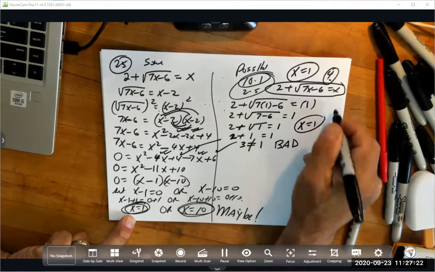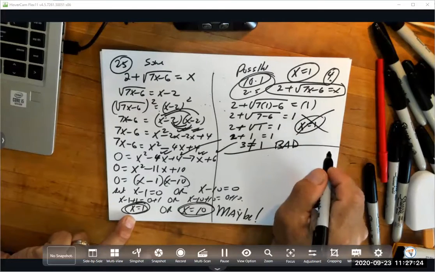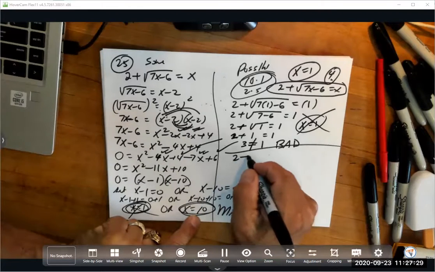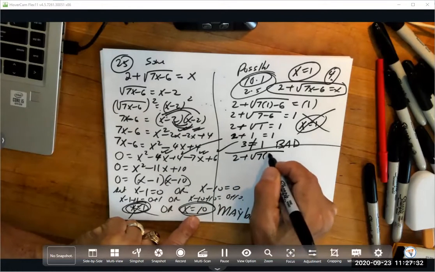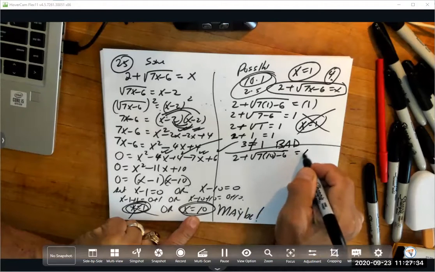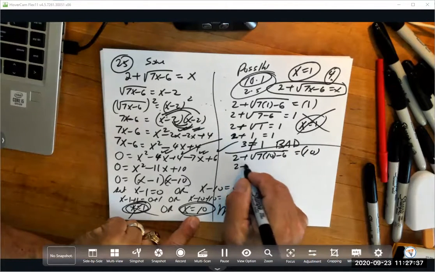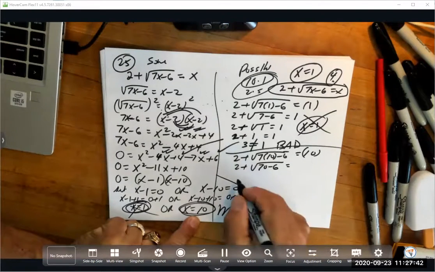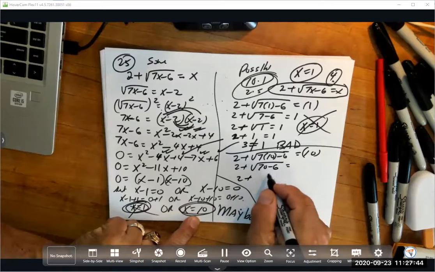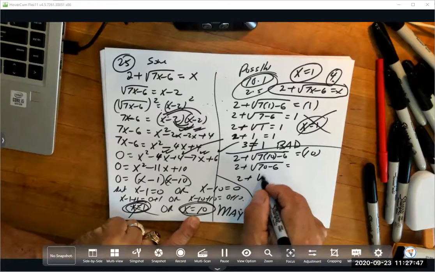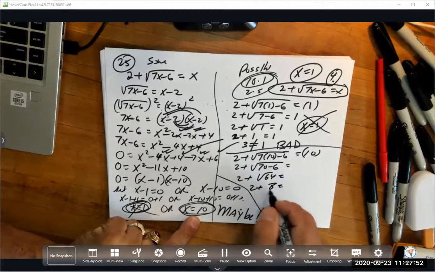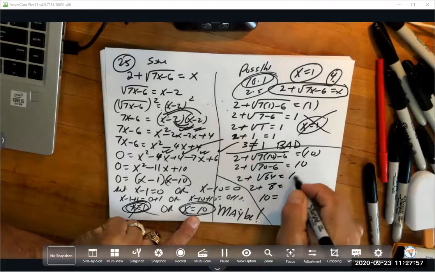I put it in there, and guess what? It doesn't work. It's okay. Try the next number then. This is a bad answer. How about 10? 2 plus square root of 7 times 10 minus 6. Is that going to be a 10? We'll find out. What's 7 times 10? Do it in the calculator. 70. And what's 70 minus 6? 64. And the square root of 64? 8. 2 plus 8? 10. The other side is 10 and 10.